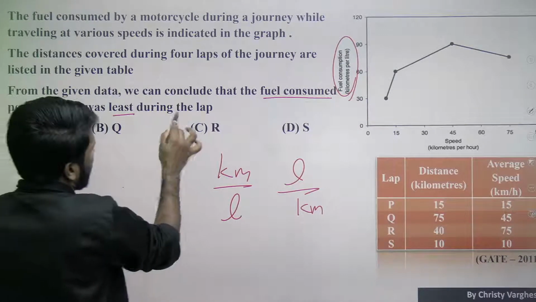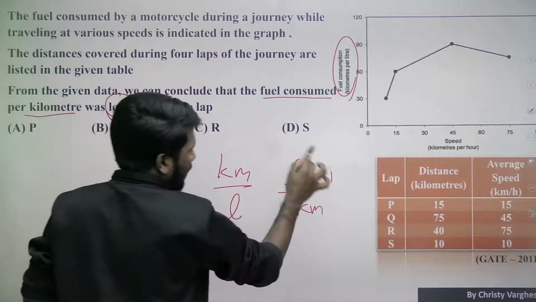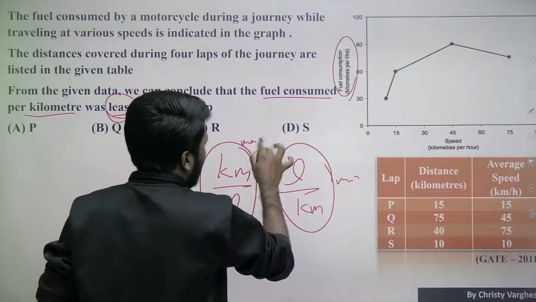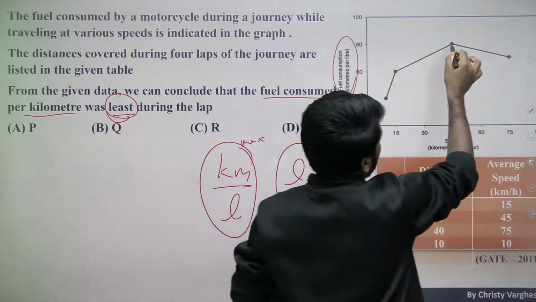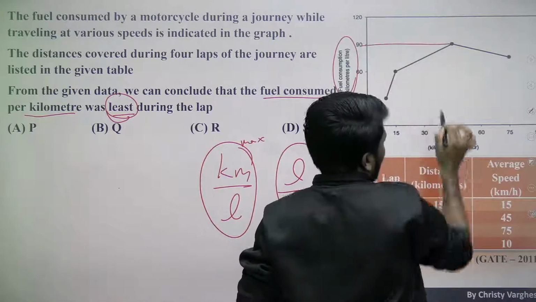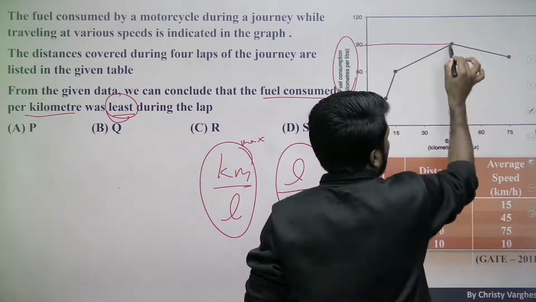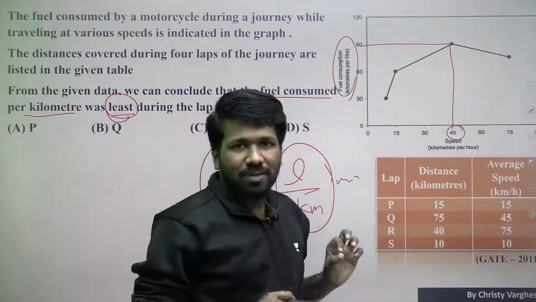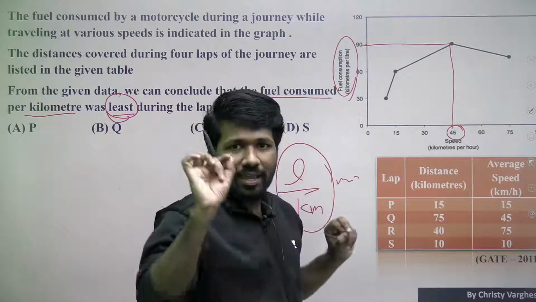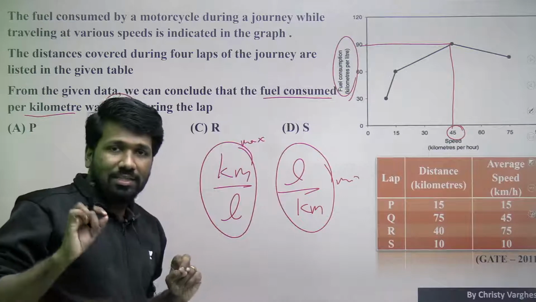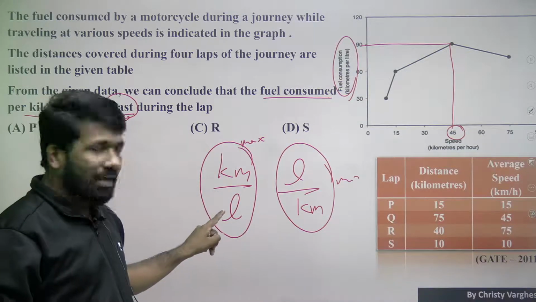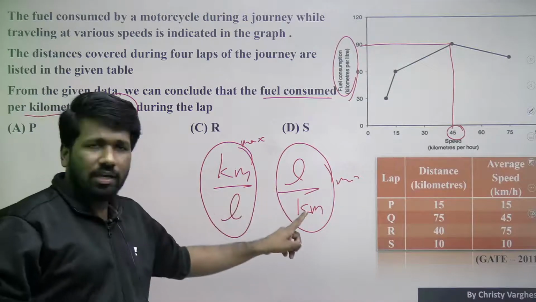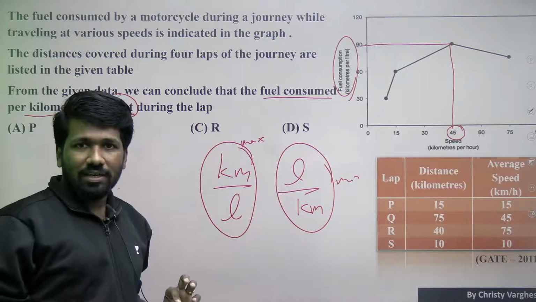The question is asking liter per kilometer should be minimum. For this to be minimum, that has to be maximum. So where is the maximum point in the graph? 90, when it is at the speed of 45 kilometer per hour. At that speed we get maximum mileage. We can travel the maximum kilometers in 1 liter. Traveling maximum kilometers in 1 liter means we need minimum fuel for 1 kilometer.